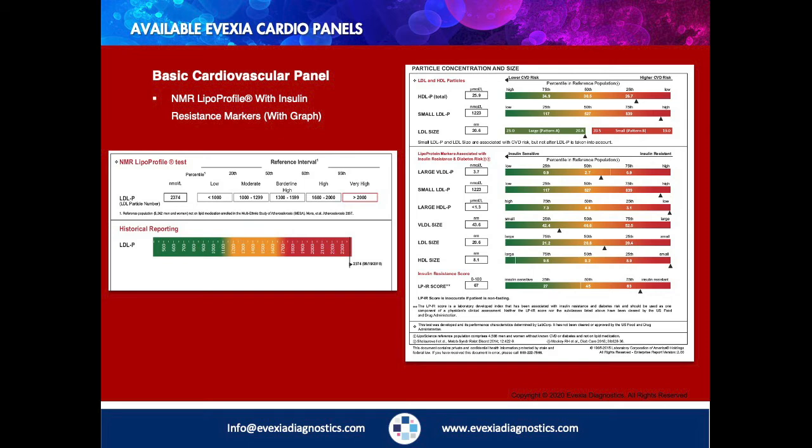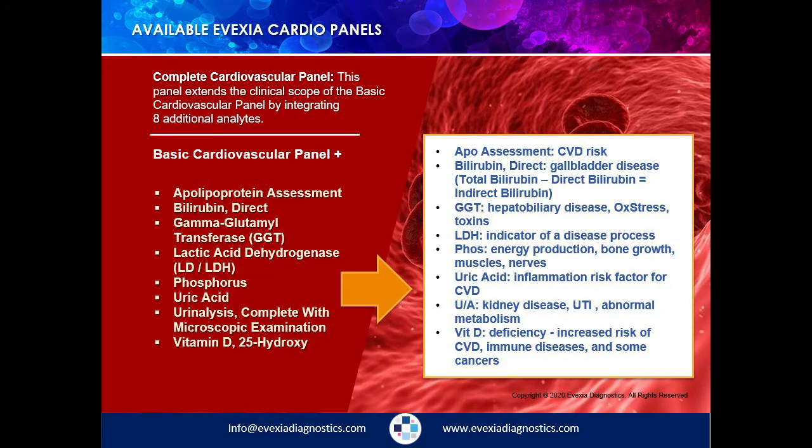The small LDL particles are more prone to be deposited in the arterial wall, causing damage. Next are the lipoprotein markers associated with insulin resistance and diabetes. Now, together, the markers listed create an insulin resistance score, which can provide information for early detection of type 2 diabetes. Next is the Evexia Diagnostics Complete Cardiovascular Panel.